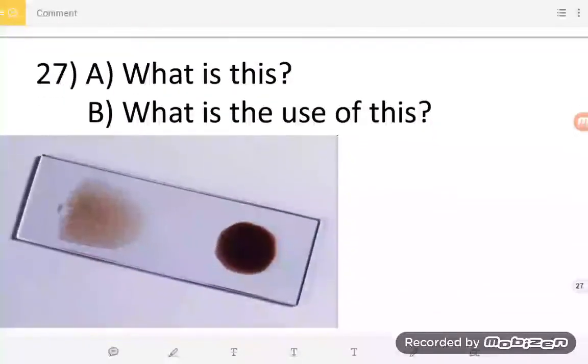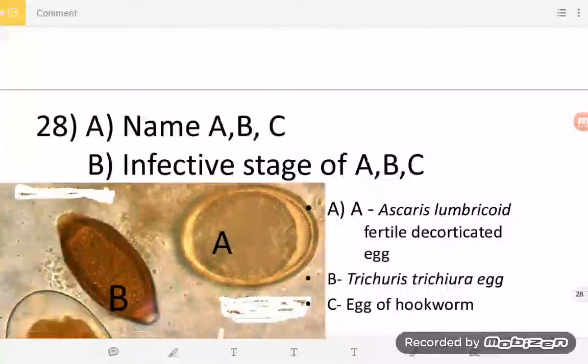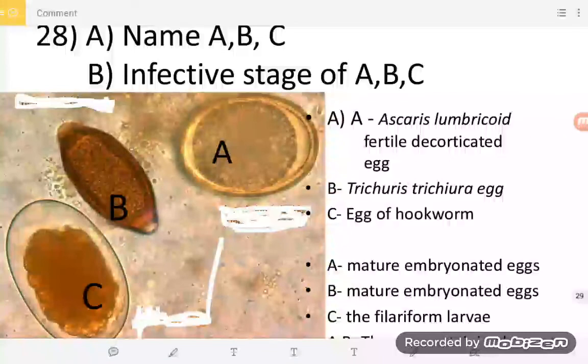What is this? What is the use of this? This is a thin and thick blood film. Normally this is used to identify blood parasites, especially the thin blood film. We use it to identify the species of Plasmodium, right? Right, name A, B, C. A is the Ascaris lumbricoides, fertile, decorticated egg.